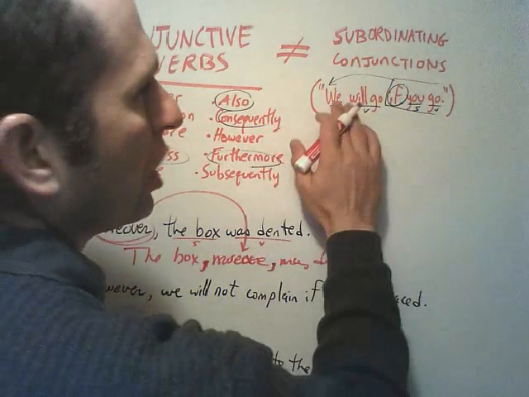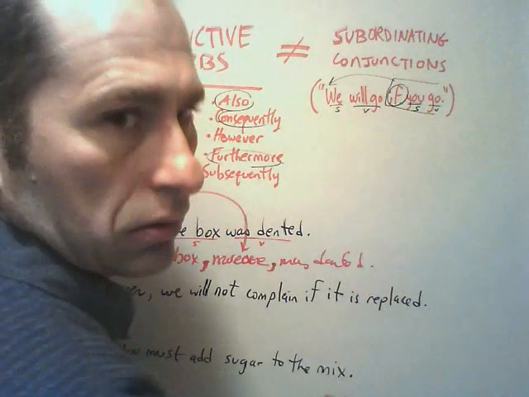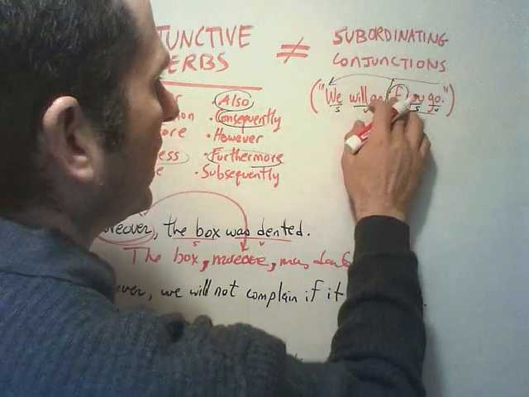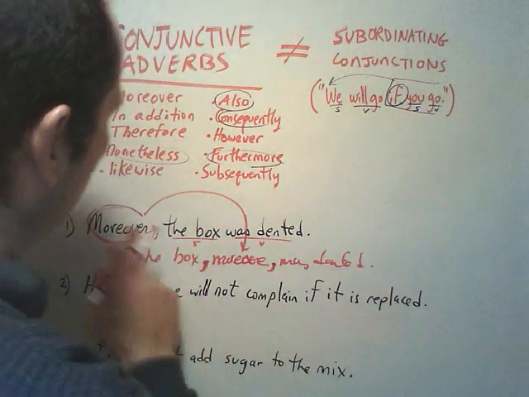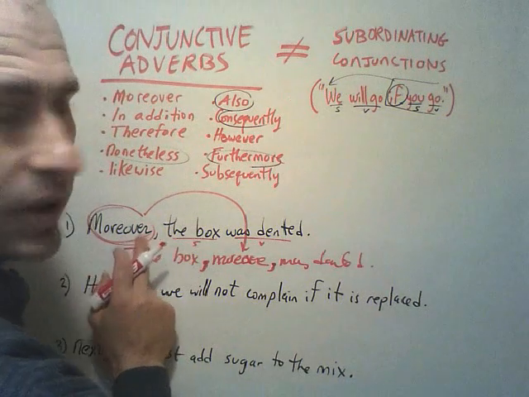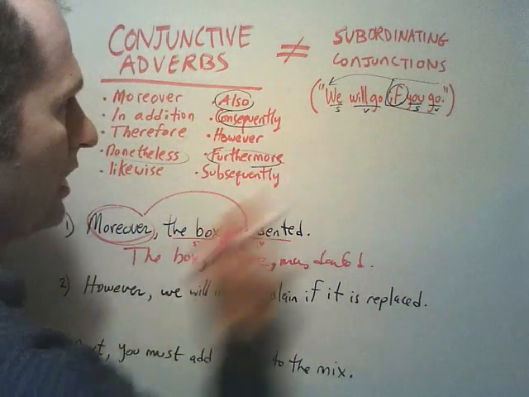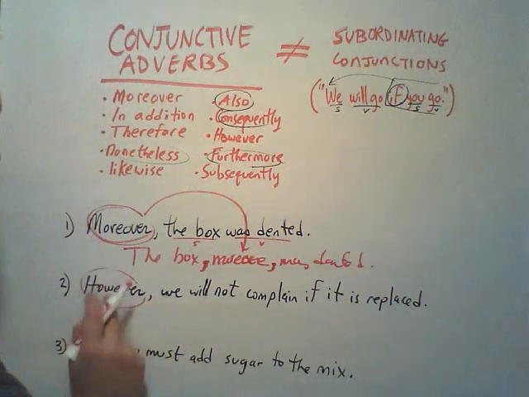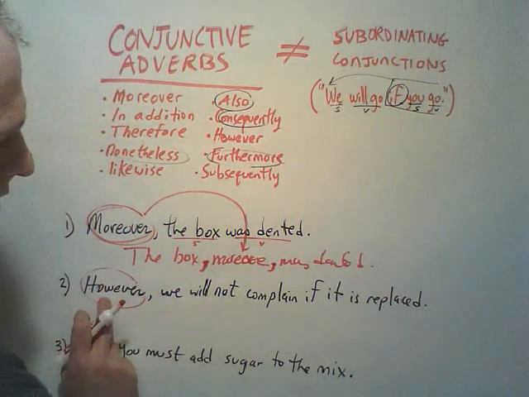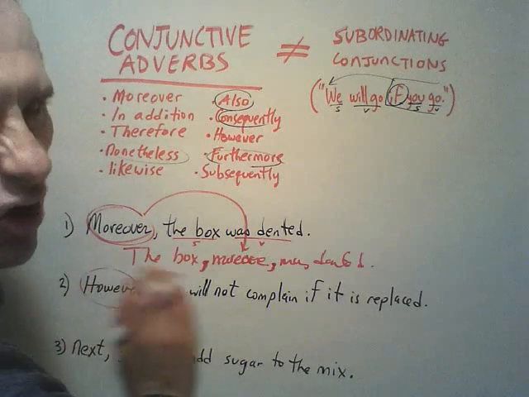You cannot say, we will go, you if go. You cannot go, if we will go, you go. That's not what it's saying. But you can take this conjunctive adverb and you can slip it around in there. Okay, so here it is. However, this is a conjunctive adverb. And notice how it's kind of modifying the whole sentence, right?